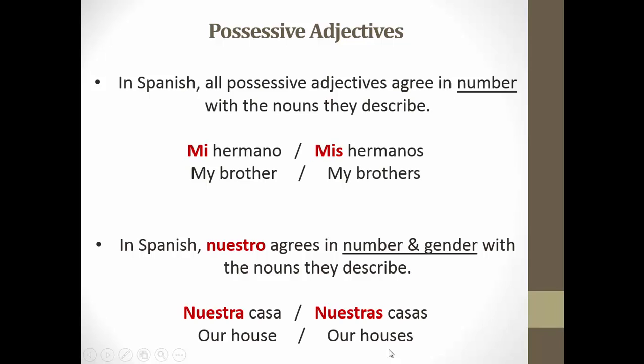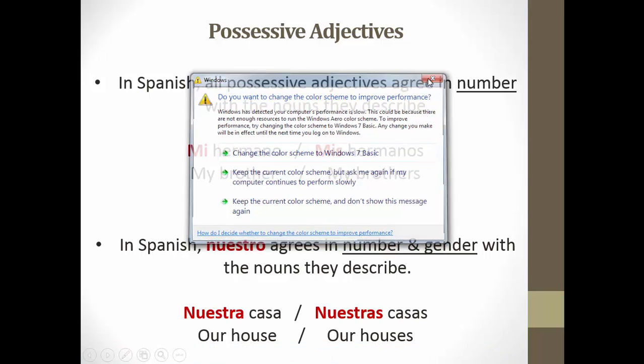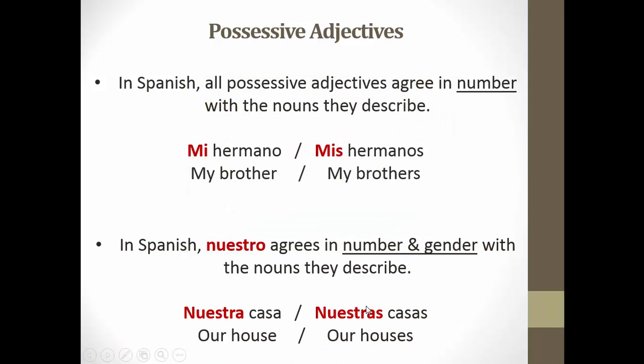If we make it plural, our houses, then not only do we have casas with AS, but we have to have nuestras with AS. So a lot of times with nuestro, nuestra, nuestros, nuestras, those will sort of match the endings up. If you notice here, AS and AS. Okay? Pause the video and fill out part D of your note guide.